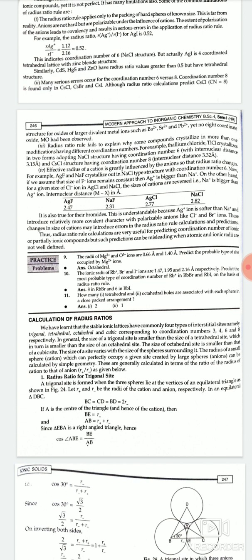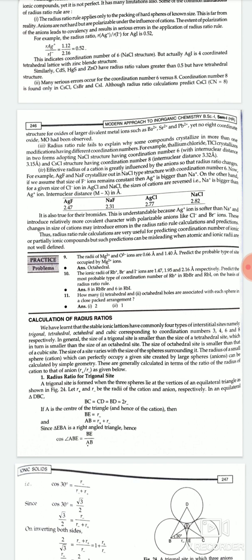Fourth limitation is that the effective radius of a cation is greatly influenced by the anions, so that the radius ratio changes. For example, AgF and NaF crystallize in the NaCl type structure with coordination number 6, and if we assume that the size of fluoride ions remains constant, then Ag+ is bigger than Na+. On the other hand, for a given size of chloride ion in AgCl and NaCl, the sizes of the cations are reversed, that is, Na+ is bigger than Ag+ ion.